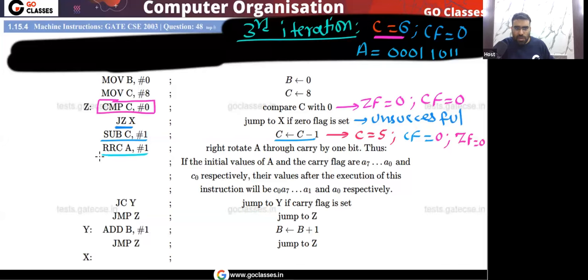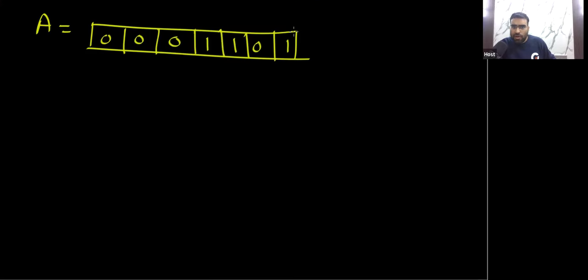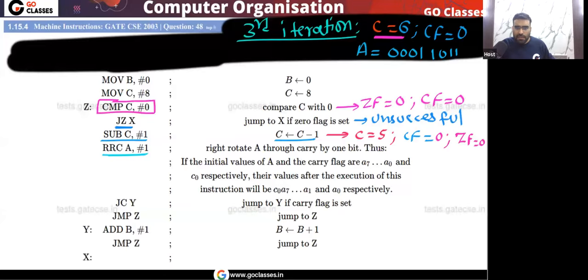Okay, now what you will do? Now you will do right rotate A one time. What is the value of A? If you look, the value of A was 0, 0, 0, 1, 1, 1, 0, 1, 1. Yes or no? This is the value of A. What is the value of carry flag? The value of carry flag is 0, because you can see the value of carry flag is 0.